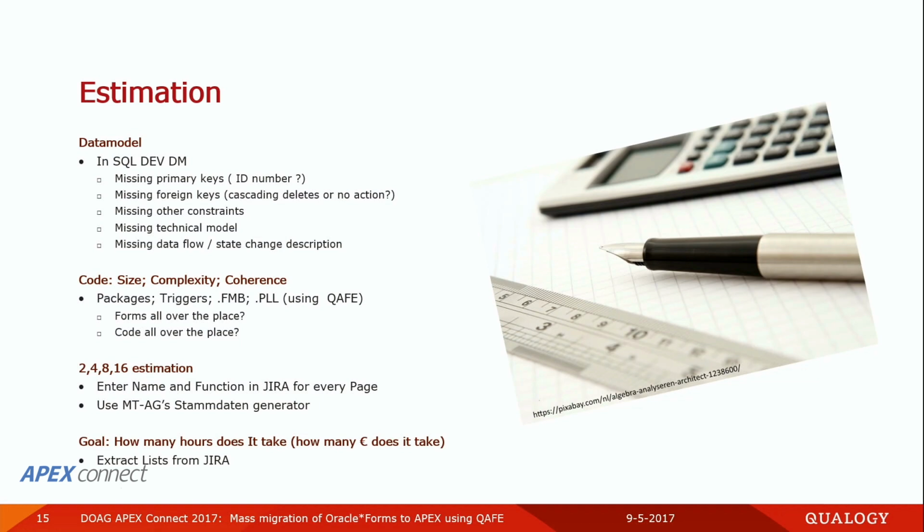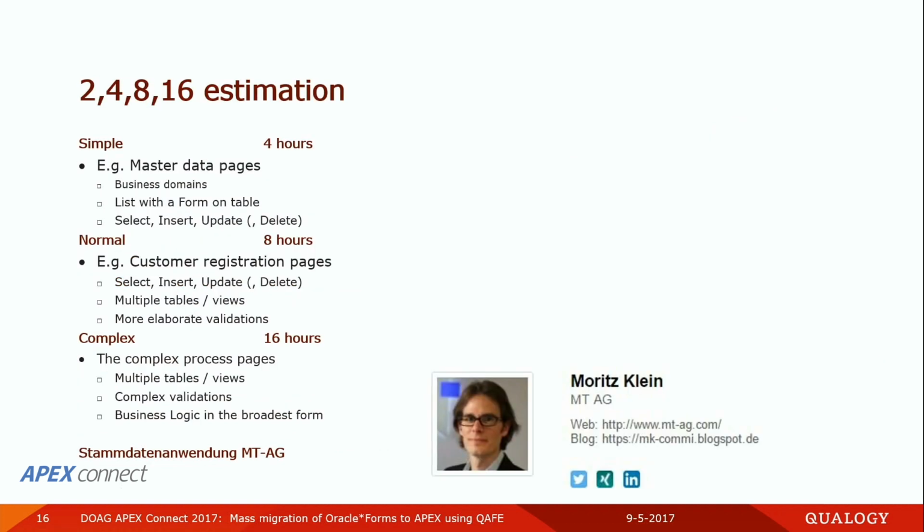Next step, after the last step of estimation, is for every page, for every form that I found, I will think up how it will look in Apex. If you have a simple form, in Forms it is normally a select, insert, update, and delete form. And that will, most of the time, be translated to a list with a coupled form. So I can estimate how many hours I take for that, and I will set that in. And I do it like this.